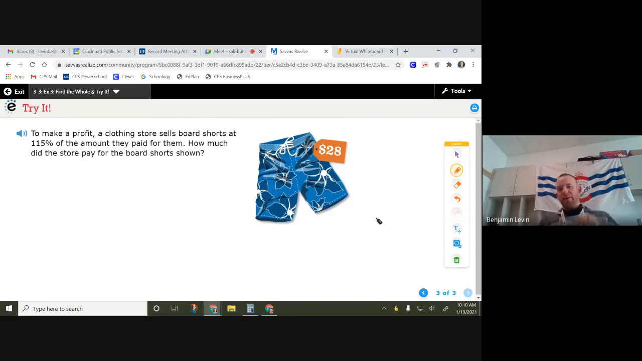Okay. Let's try this last one here. To make a profit, a clothing store sells board shorts at 115% of the amount they paid for them. How much did the store pay for the board shorts shown? So that's how stores make money, right? Stores can't make money if they sell stuff without making a profit, right? Kroger, the grocery store, does not sell food for the exact same price they get it, right?